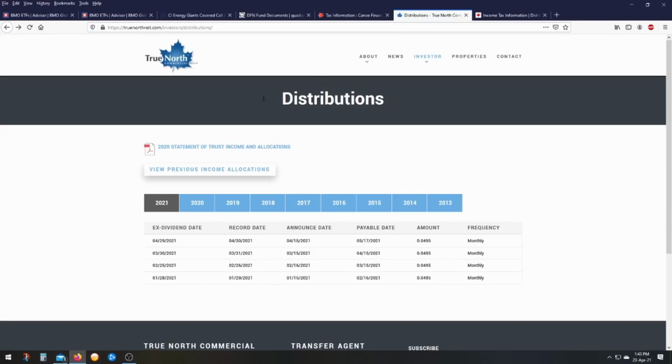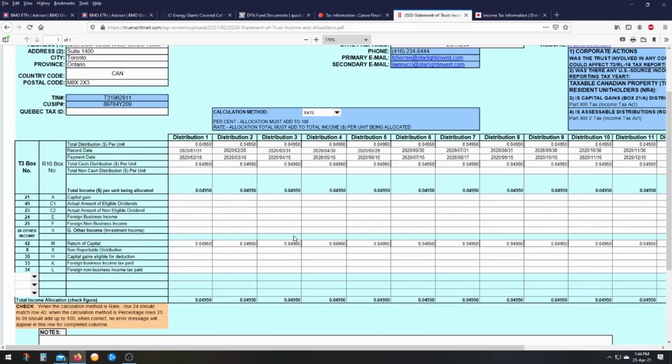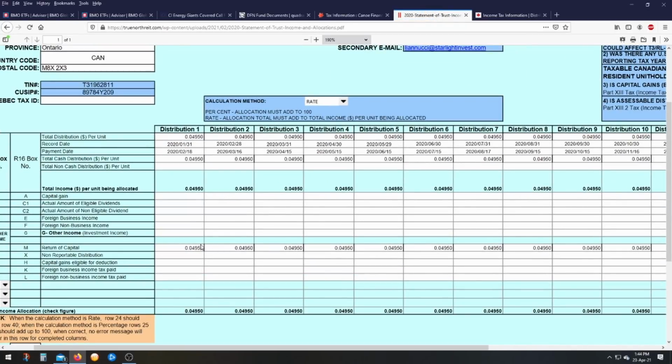What about REITs? Well, most people think that REIT income is considered ordinary income or foreign income, the worst form of income. It's simply not true. Look at True North Commercial REIT. If we open the 2020 Statement of Income Trust, it looks like the Dividend 15 one, but you can see that the whole distribution, almost 5 cents a month, is all considered return of capital. The whole thing is return of capital for the whole year. So people who think REIT income is taxed the worst, like ordinary income, it's not true.